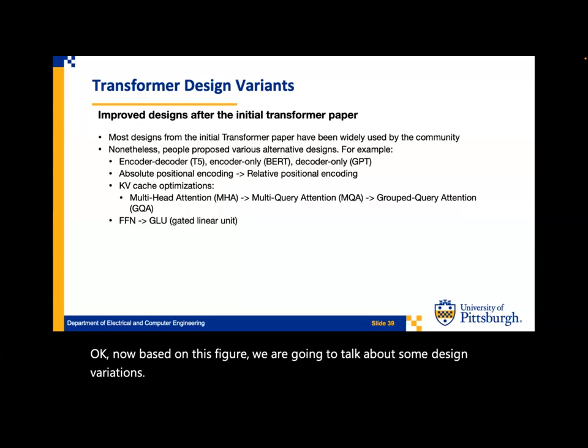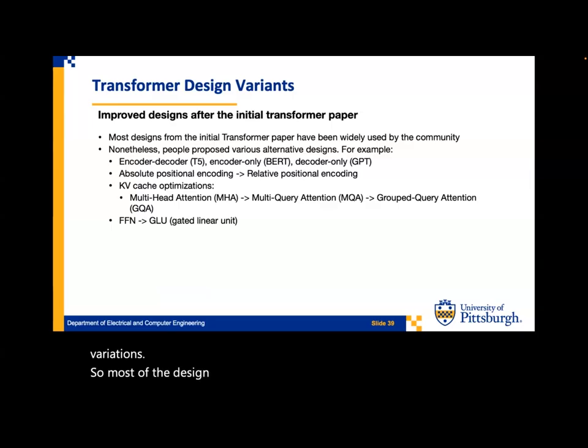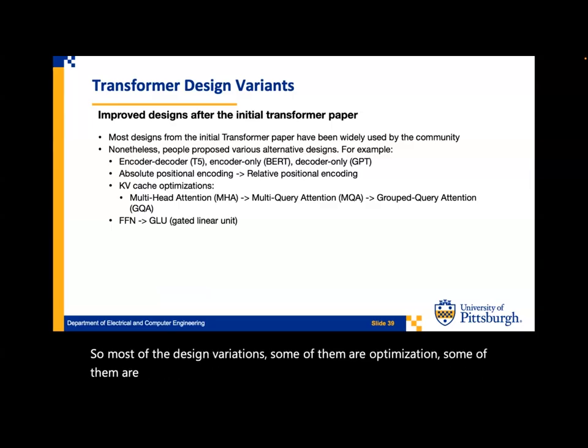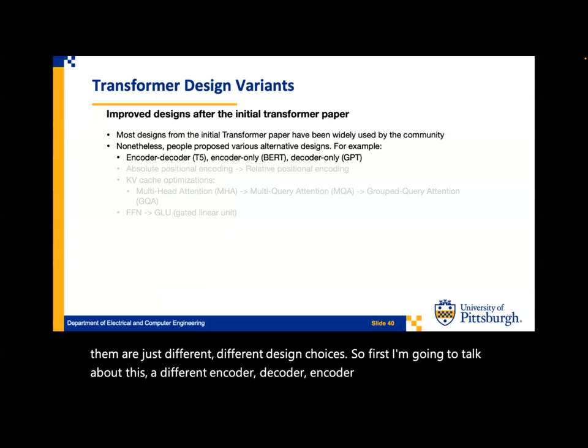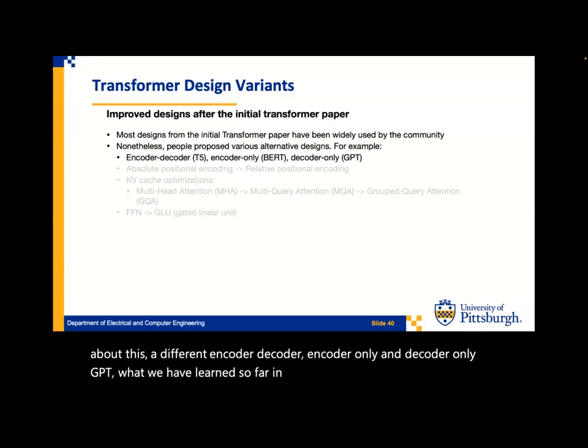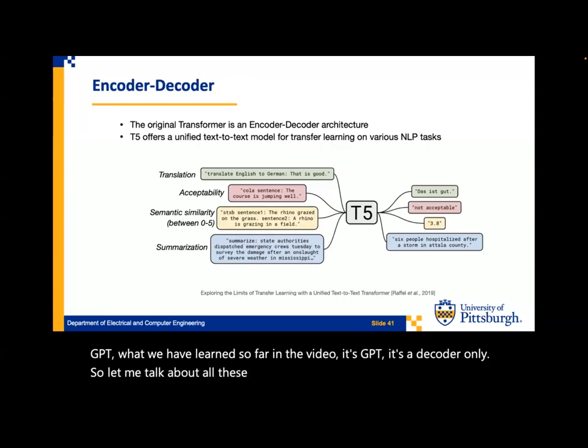Most of the design variations, some of them are optimizations, some of them are just different design choices. First, I'm going to talk about the encoder-decoder, encoder-only, and decoder-only architectures. GPT, what we have learned so far in the video, is decoder-only. Let me talk about all these different architectures one by one.